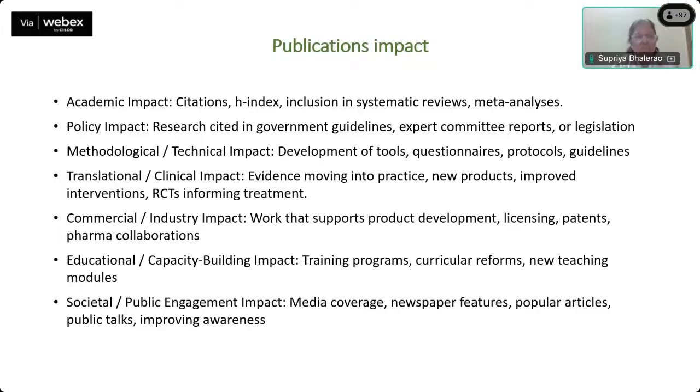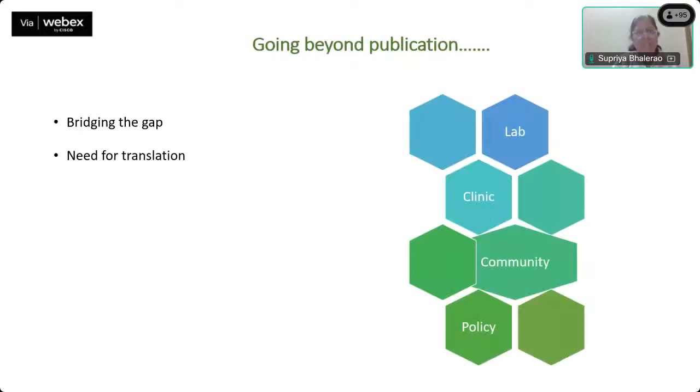And lastly, there is societal or public engagement impact. That means the articles get covered in media, newspaper features, they become popular articles. Somebody makes your research article as a popular article, then it is referred in public talks, or someone invites you to give a public talk about your research, and ultimately it should improve awareness. Suppose I am working in pre-diabetes, then there should be increased awareness about pre-diabetes in public. Then I will say that there has been some public engagement impact of my work or my research or publications.